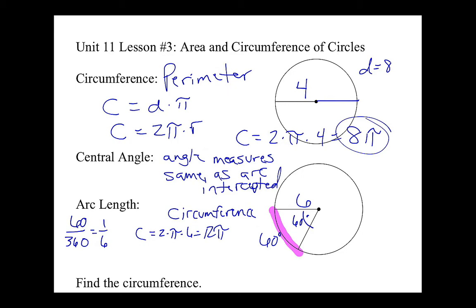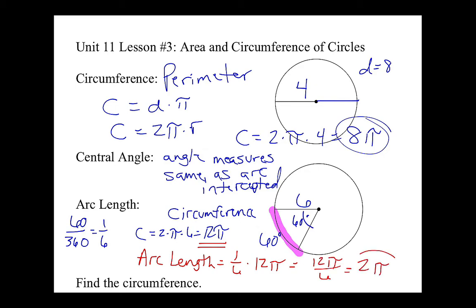Well, that we've already figured out. The total length of the perimeter is 12 pi, so the arc length is going to equal 1/6 of that total 12 pi, and 1/6 of 12 pi would be 12 pi over 6, which ends up being 2 pi. Yes, you could say that's approximately 6.28, but I don't want you to do that. We want to talk in exact terms, and 2 pi is exactly the length rather than a rounded decimal of 6.28. And that's the whole idea.